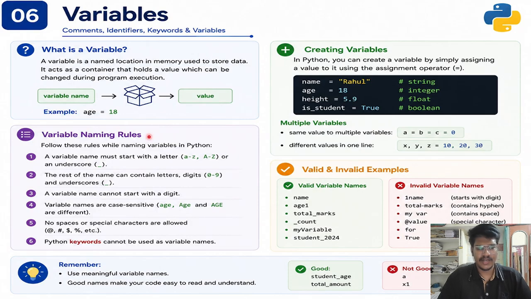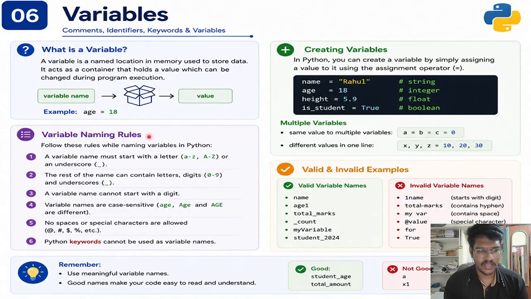You can think of it like a box. You put a value in the box, stick a label, the variable name, on it, and now you can refer to the value by using the label. For example, age is equal to 18. Here, age is the name of the variable and 18 is the value stored in the variable.